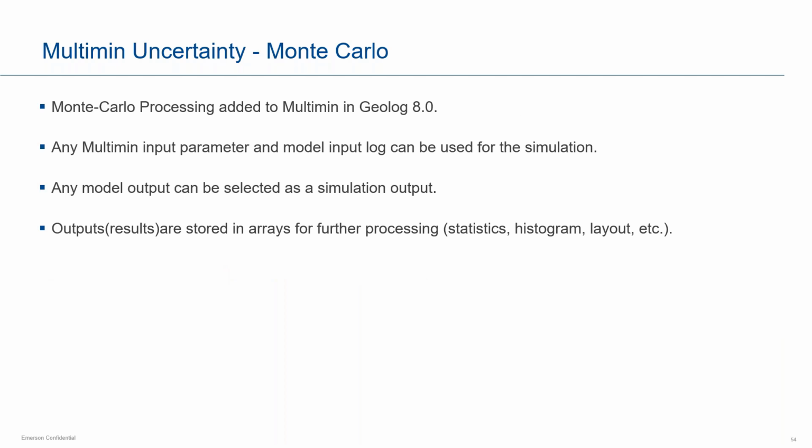This uncertainty feature was added in Geolog 7, which was for deterministic uncertainty analysis. Our R&D has done extensive work to incorporate this uncertainty analysis in Multimin. This feature was added to Multimin in Geolog 8. In this uncertainty analysis, it is possible to run uncertainty on any input parameters and input logs. Also, you will be able to get the uncertainty outputs on any of the Multimin outputs. The outputs are usually array curves. Once we have the array curves, it is possible to calculate statistics.